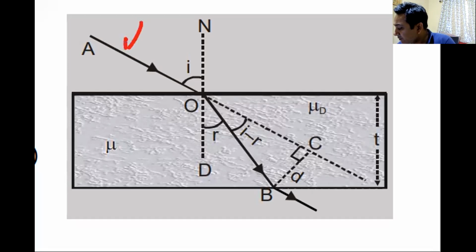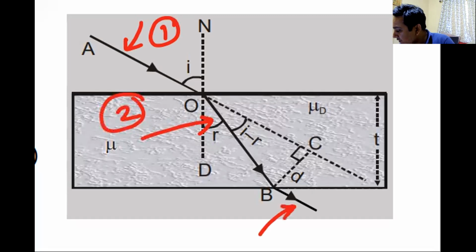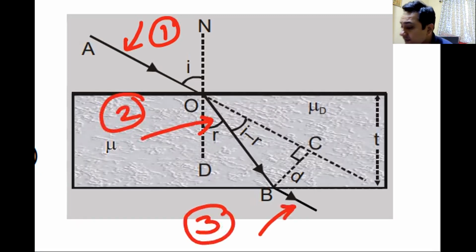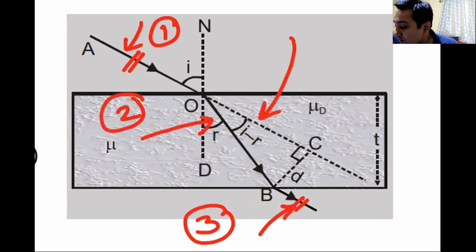Again, I will mark down the ray. This is ray number 1, which is the incident ray. This is ray number 2, which is your refracted ray. And this is ray number 3, which is coming out, the emergent ray. As you can see, the incident ray and the emergent ray are parallel to each other, but the emergent ray has shifted. I have drawn a line which tells us the actual path of the first ray, the incident ray. Do you see that actual path?